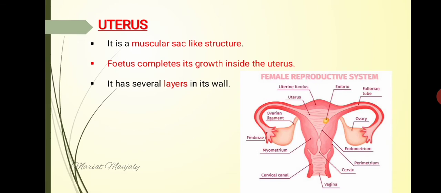Next is uterus. It is a muscular sac-like structure. It is the place where the fetus completes its growth. The wall of uterus contains several layers, and these layers help the fetus to grow well. The innermost layer is nourished with many blood vessels, and these blood vessels are shed off during menstruation when the fertilization did not take place.